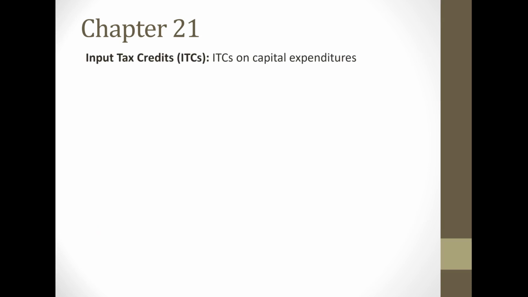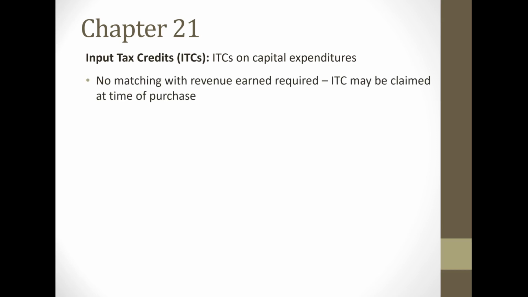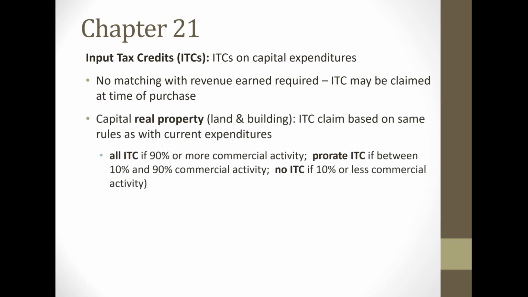Moving on to the next slide, let's talk about capital expenditures. So they purchase a machine, they purchase a piece of equipment, that would be a capital expenditure. Also, there's no matching required. The day that they purchase the machine or equipment and they're charged GST/HST, they can claim that input tax credit. Now, there's also rules with respect to real property and capital personal property.